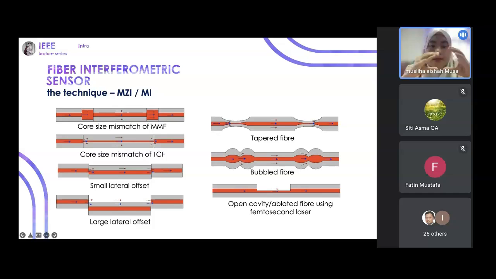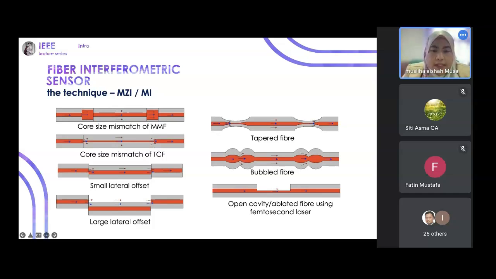Okay, so the third is small lateral offset. We just do a small offset there to dislocate the core so that the light can travel through the cladding. Okay, for the large lateral offset, we want the light to travel to the surrounding and then couple back, so that here we can do such as the RI parameter.